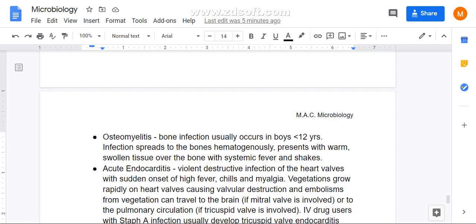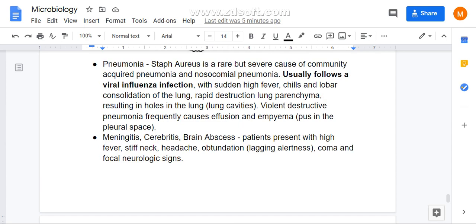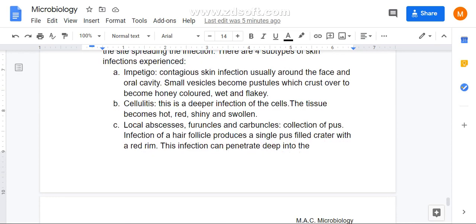Osteomyelitis, meningitis, and pneumonia. Well, pneumonia and then endocarditis are probably the most dangerous things right there. All right. Anyways, moving on.